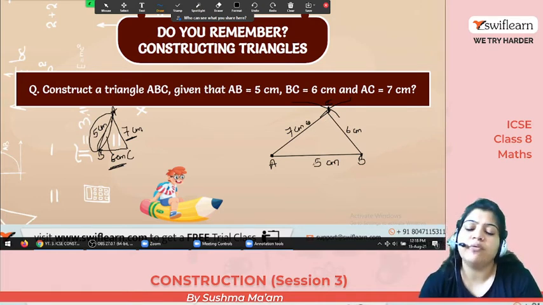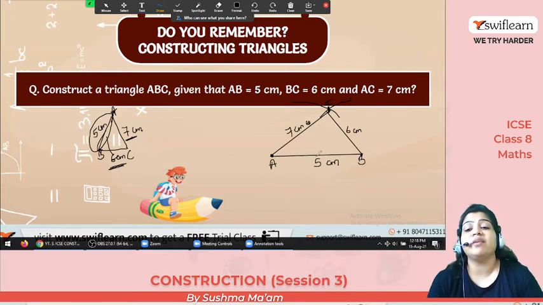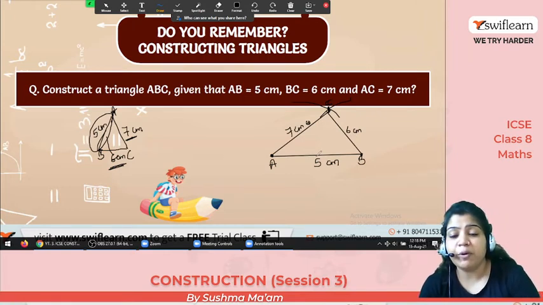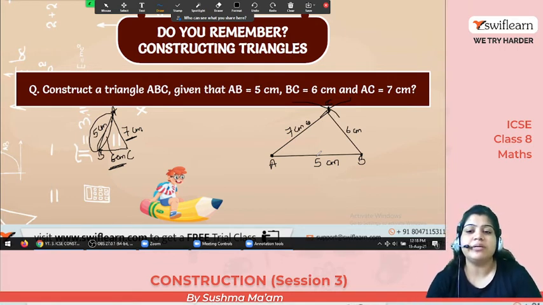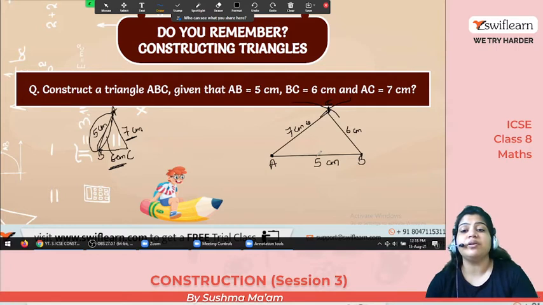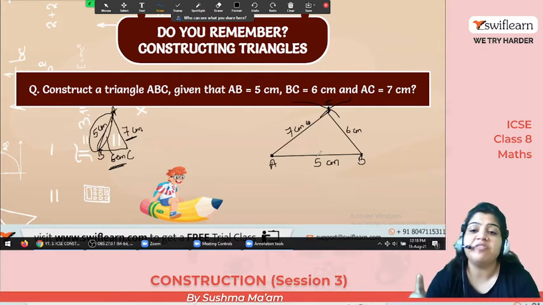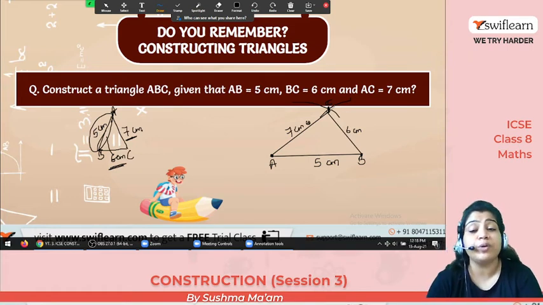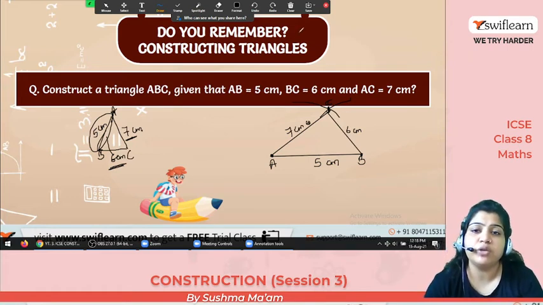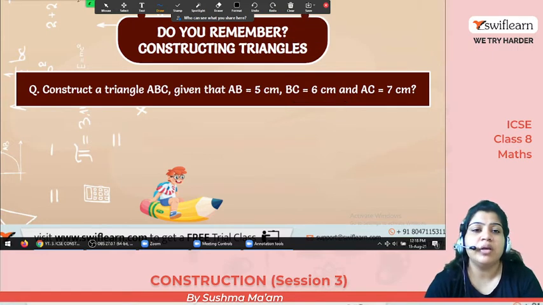Okay, and you have to write the steps. First you have to draw a line segment of 5 centimeters, then with A as a center and with the help of a compass, cut an arc of length 7 centimeters. Similarly, with B as a center, take the measurement 6 centimeters and cut an arc. Where these two arcs intersect, that point is known as C, and with the help of a ruler join these points and you will get your triangle.